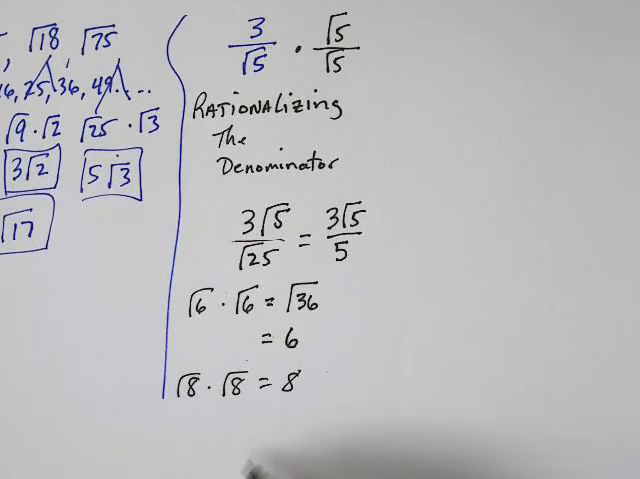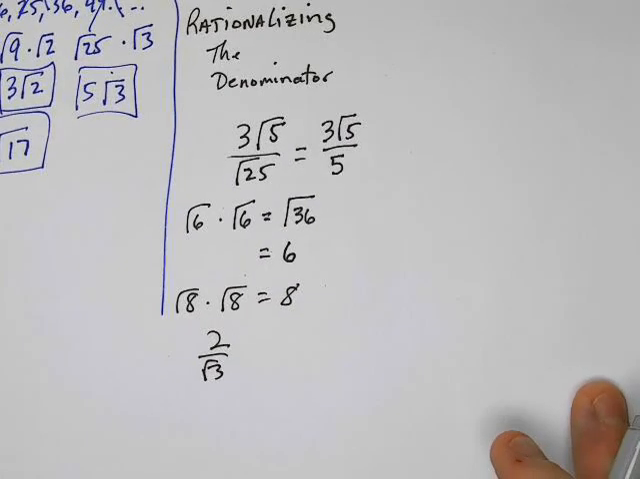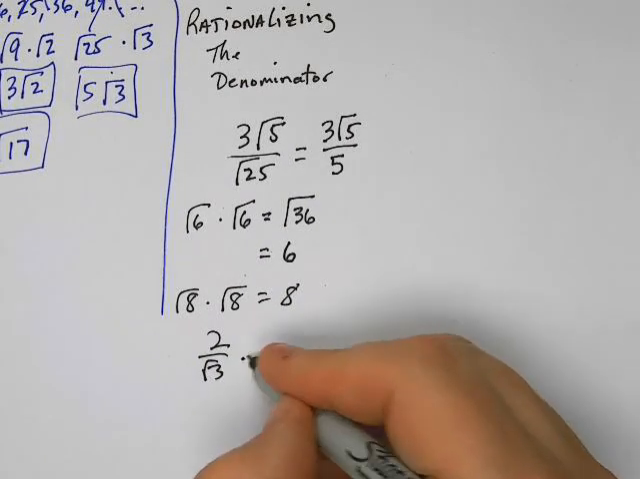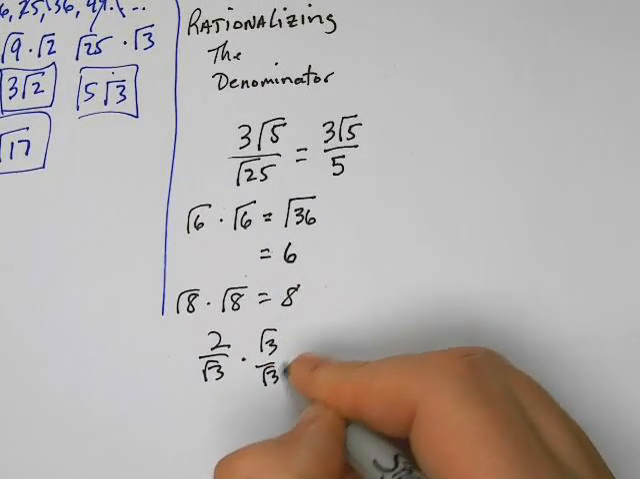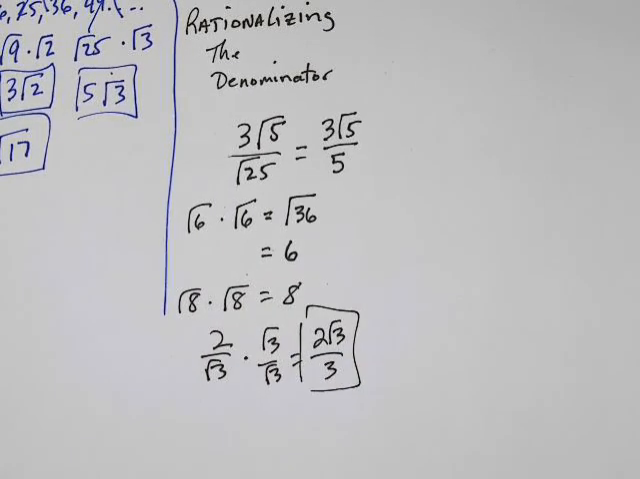Let's say that I have 2 over the square root of 3. I multiply both top and bottom by the square root of 3. 2 radical 3 over 3. It always works. Yes? Okay, so can you take the 2 radical 3 over 3 and multiply it by 2 radical 3 over 3 to get a whole number? You can, okay, yeah.